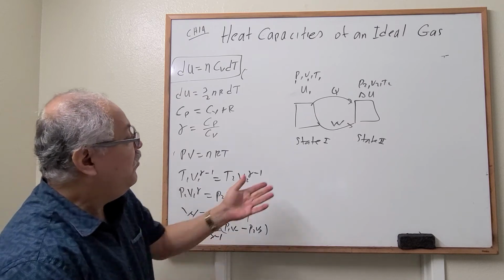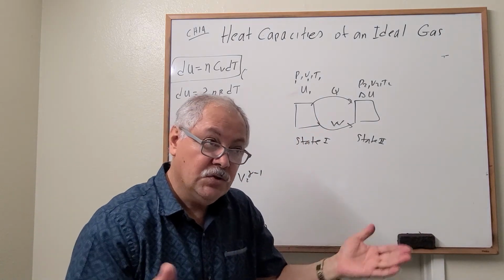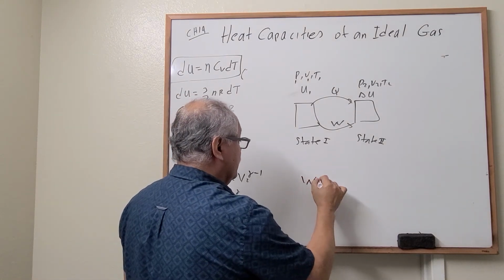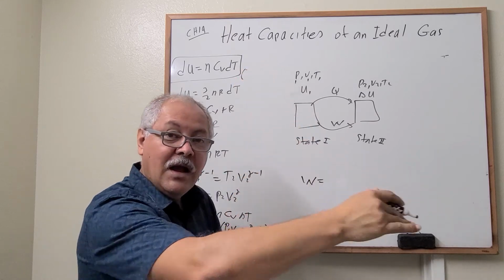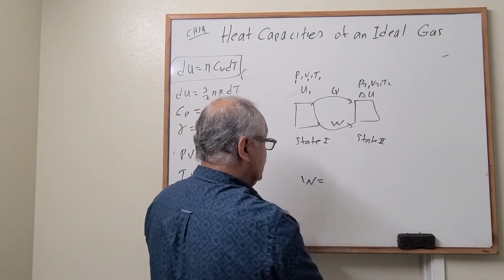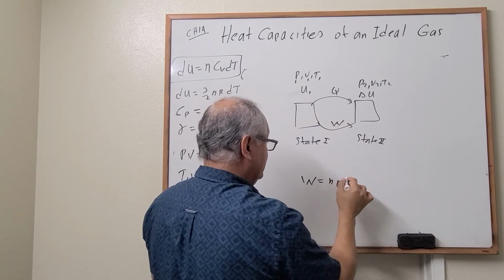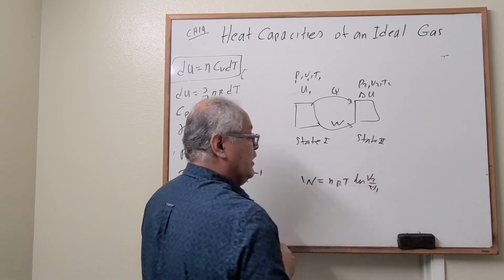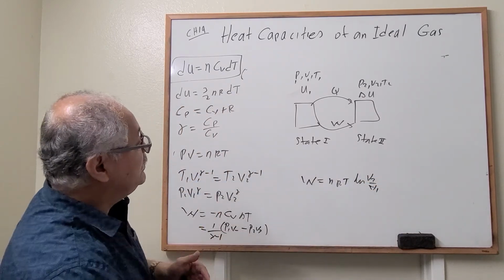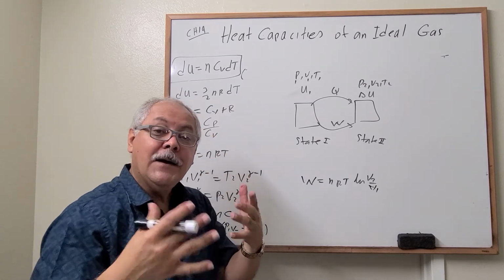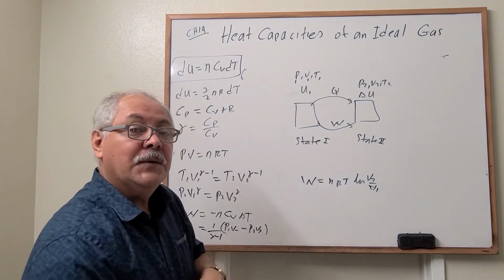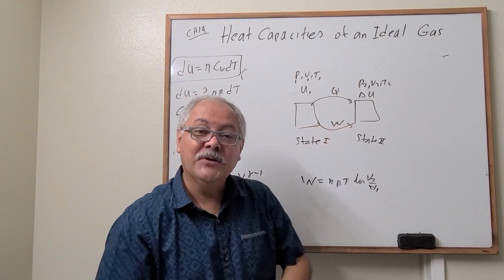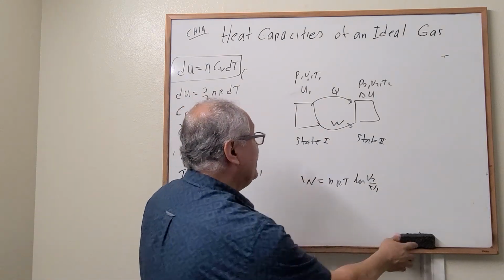Okay, and for constant temperature, we found it too. Work at constant temperature is equal to nRT times ln V2 over V1. Remember that formula? Okay, so we already have all the types of work that are required when we are going from one state to another state in thermodynamics. Perfect.